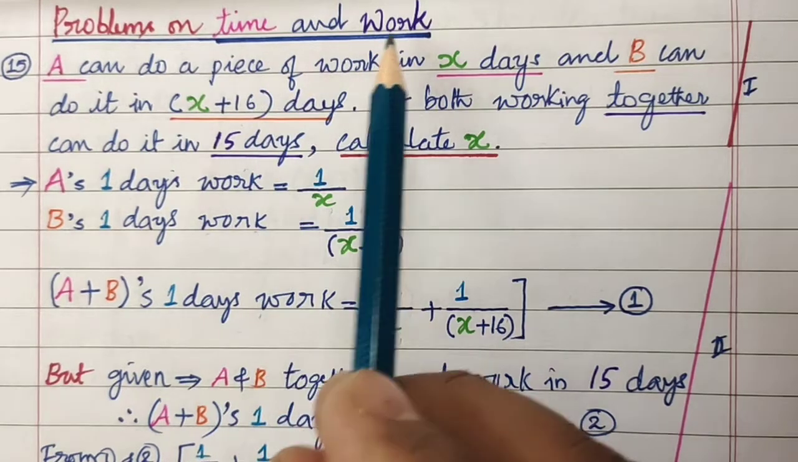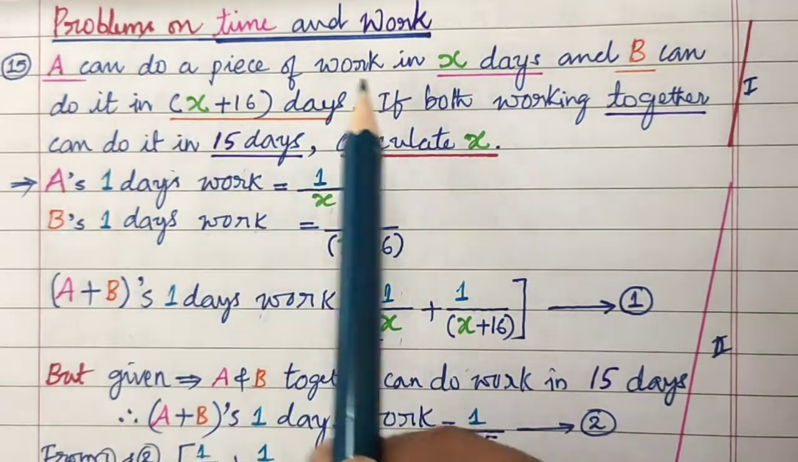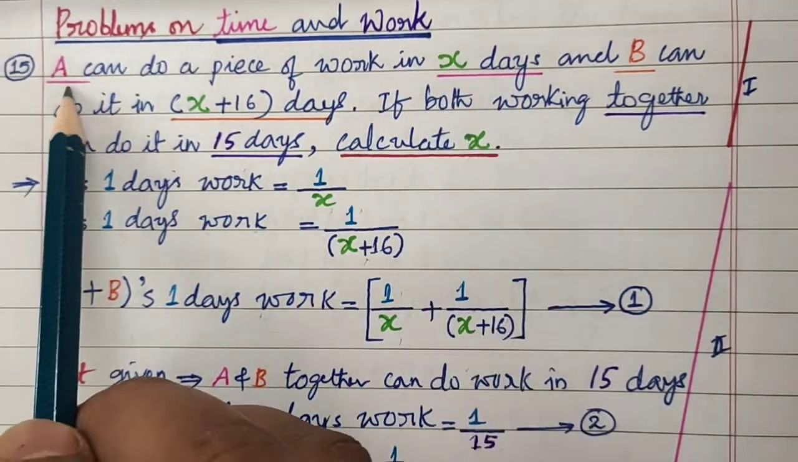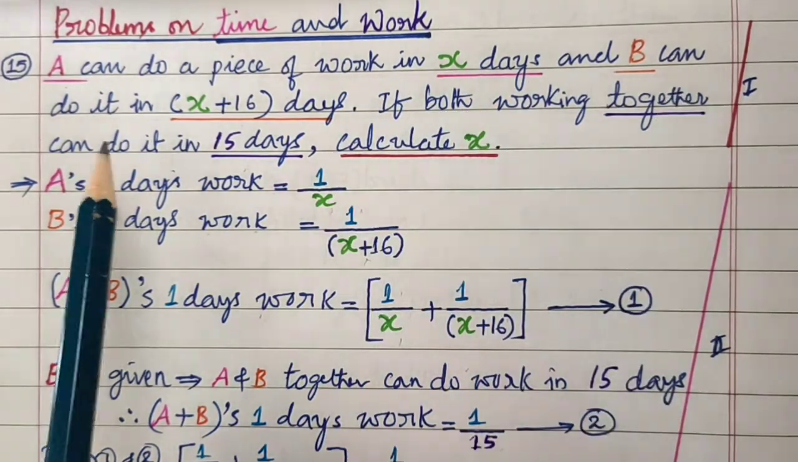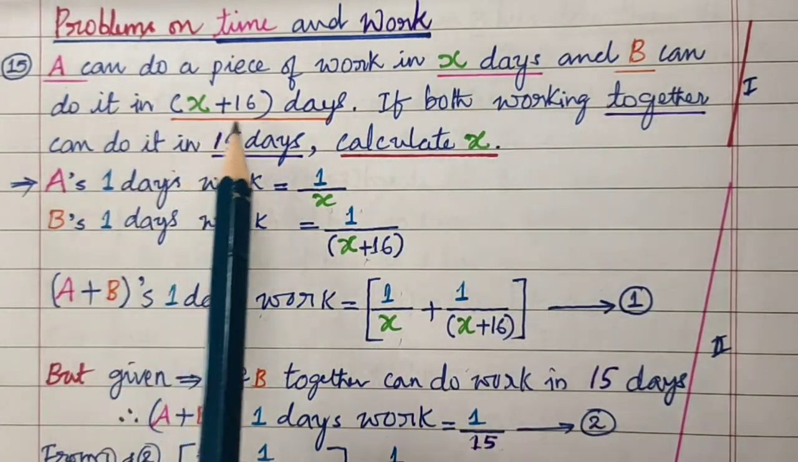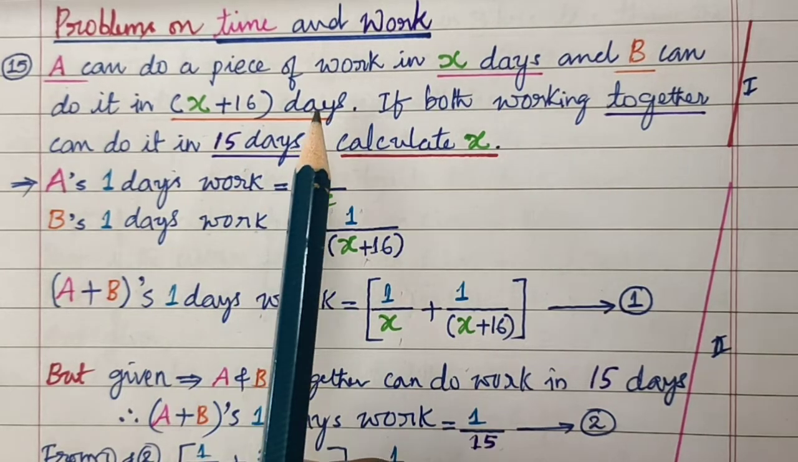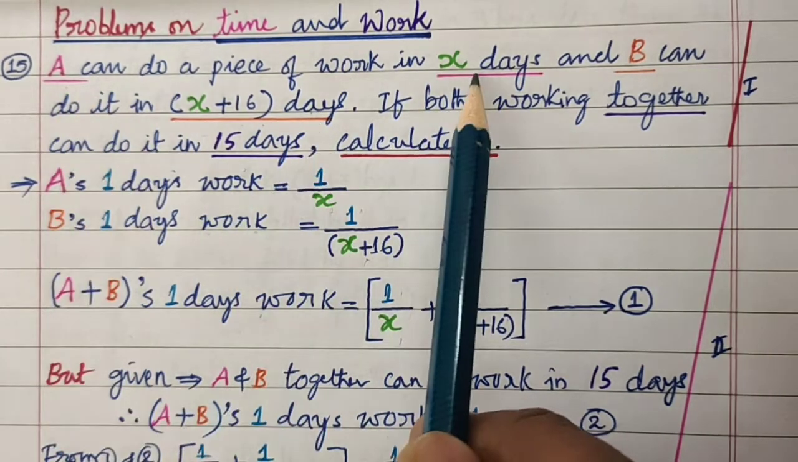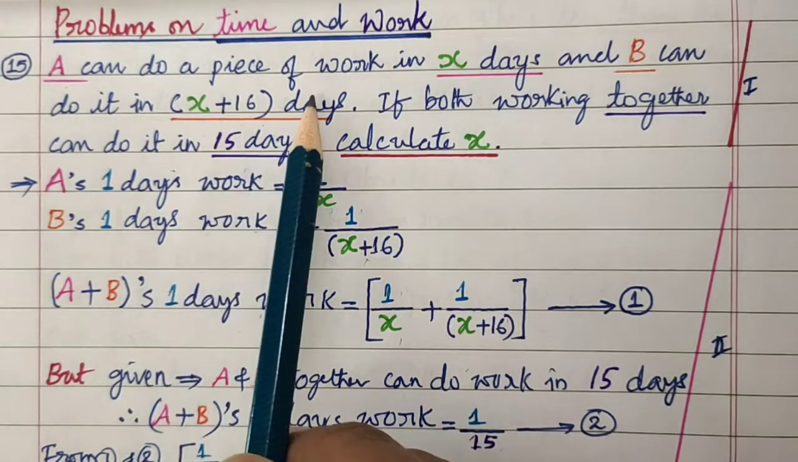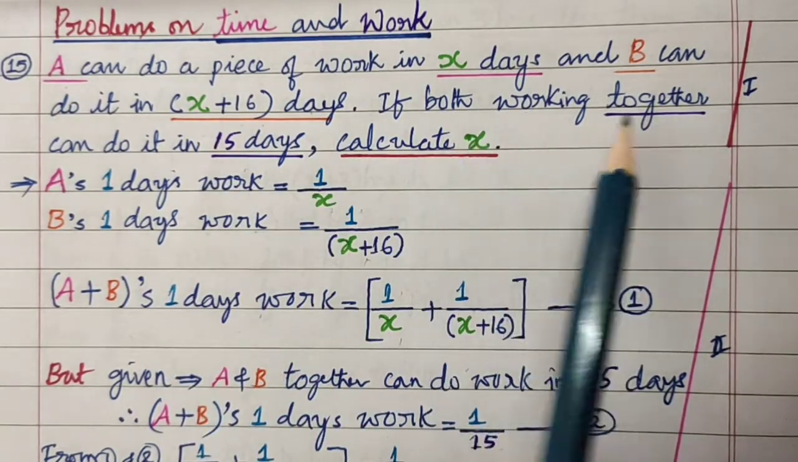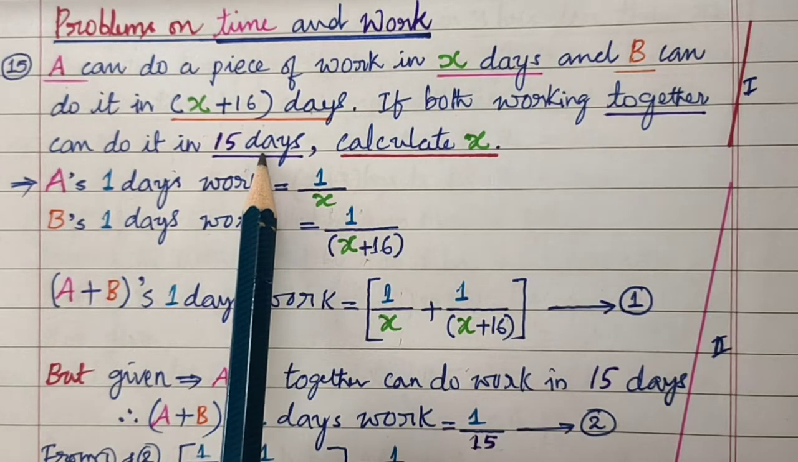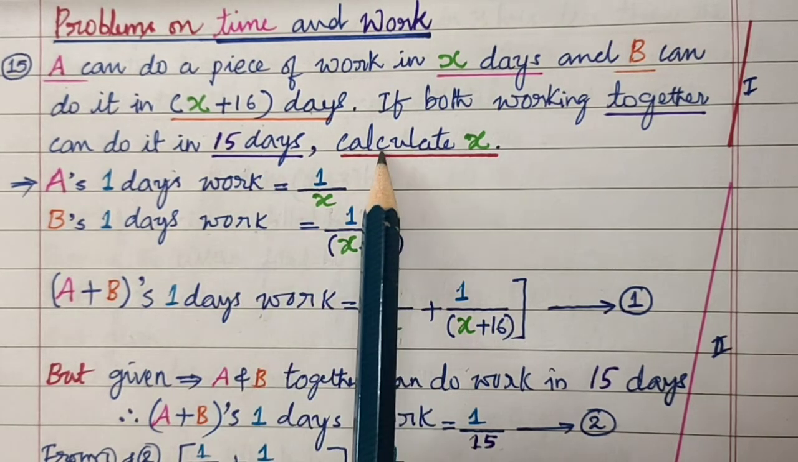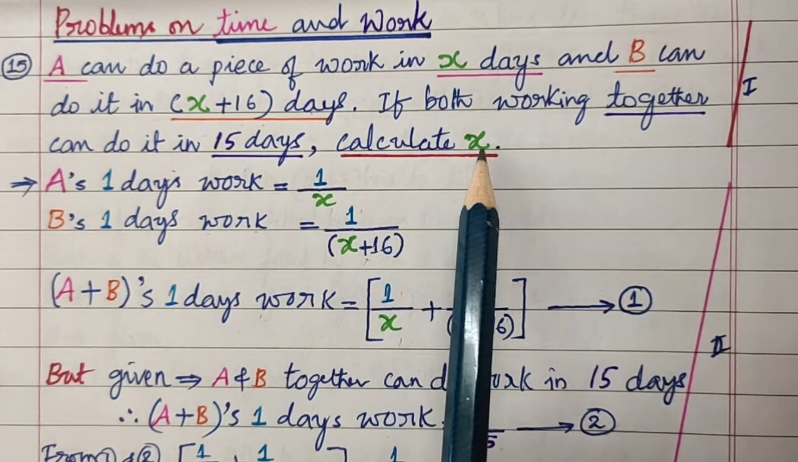Problems on time and work. A can do a piece of work in x days, x number of days. And B can do the same work in x plus 16 days. If both working together, they can finish it off in 15 days. We need to find out the value of x.